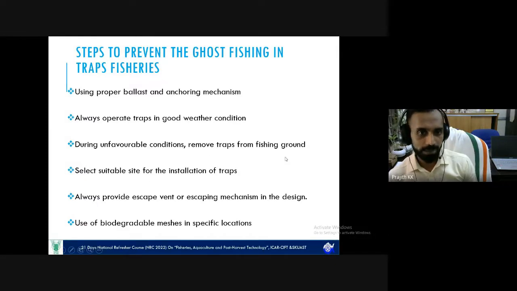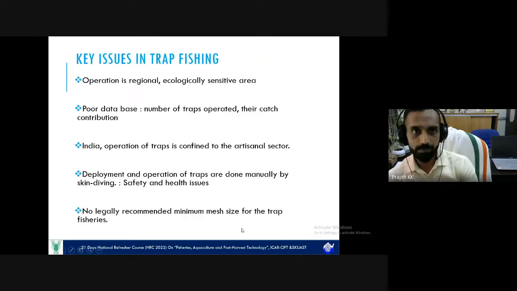Don't leave them. Even though leaving them may be considered a positive aspect, it will be better not to leave them in the fishing ground. Then select a suitable site for installation of the trap, which should be easy to operate and even ground. Then always provide an escape mechanism in the design. We can use some biodegradable material in some parts. Then use of biodegradable machines in specific locations.